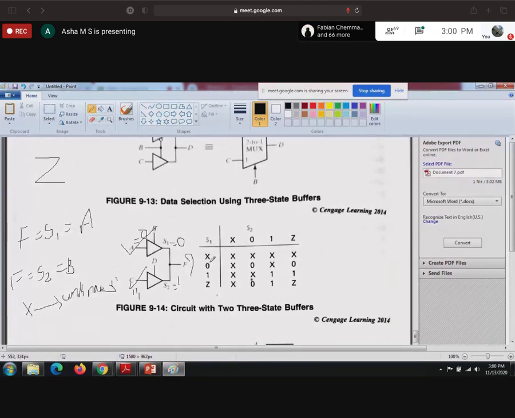Okay, when the input S1 value is unknown, for another value of S2, the output can be unknown, or it can be 0, or it can be 1, or it can be Z. Z is nothing but high impedance.